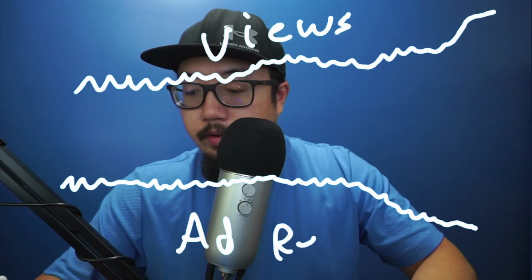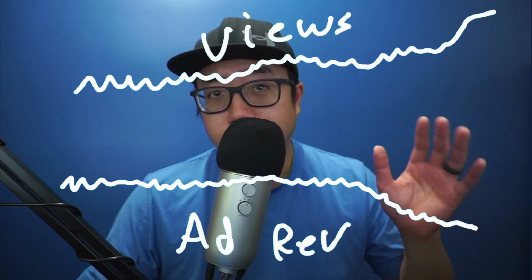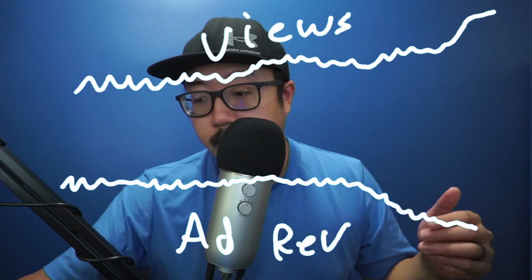However, the ad revenue on this channel is looking something like this. Okay, so just stagnant, kind of following along the views, and then all of a sudden it's just slowly doing like that, right? So views and ad revenue. I'm just really curious, are you guys seeing something similar on your channels?